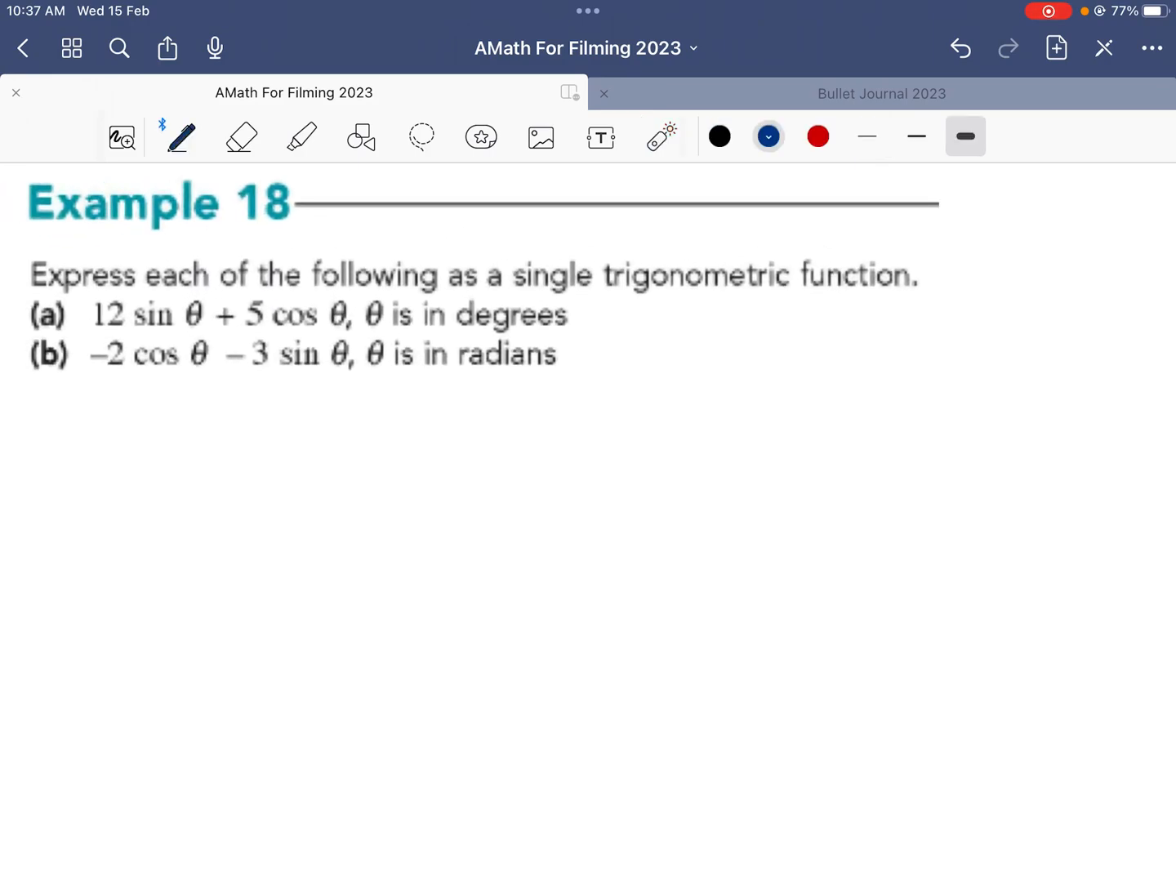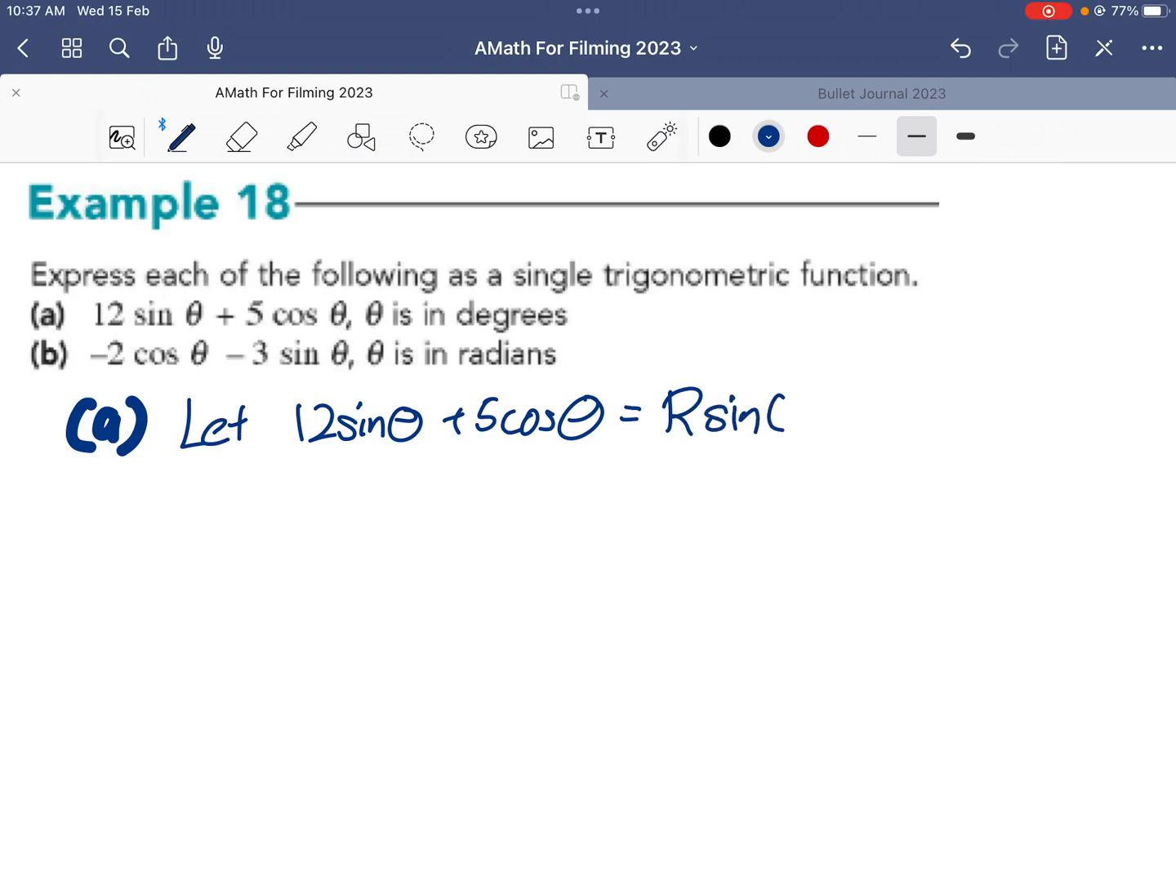So for example 18, we want to express this as a single trigonometric function. How I know that this is an R formula question is because there's one term that is sine and one term that is cosine, and I need to combine them into a single trigonometric function. So without much further ado, let me begin with part A itself. So first I will say let 12 sine theta plus 5 cosine theta equals R sine theta plus alpha. Okay, here's the trick.